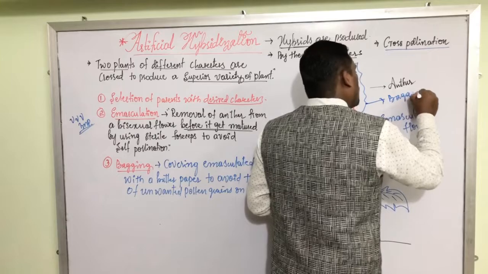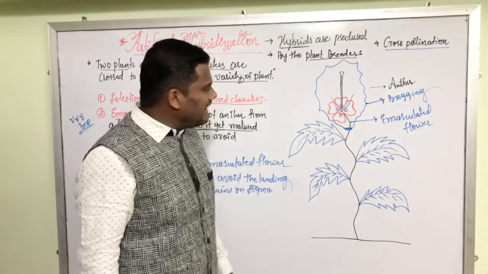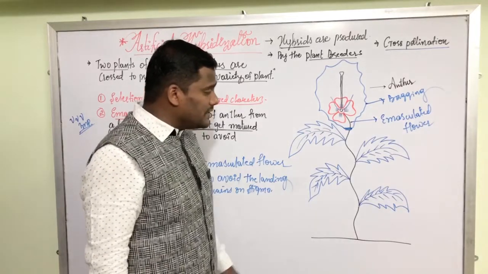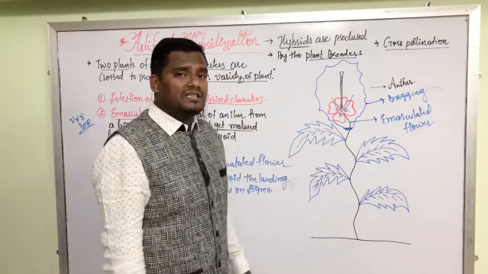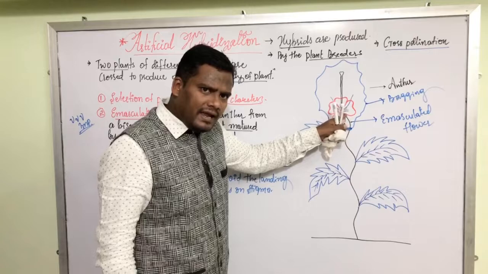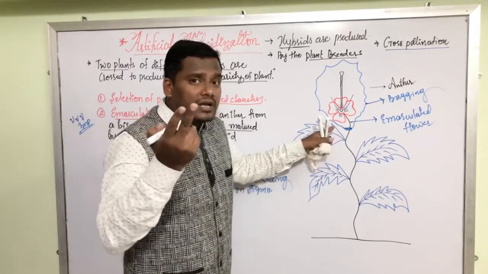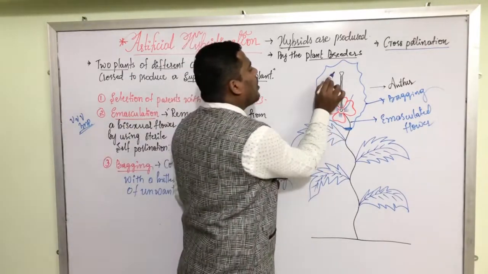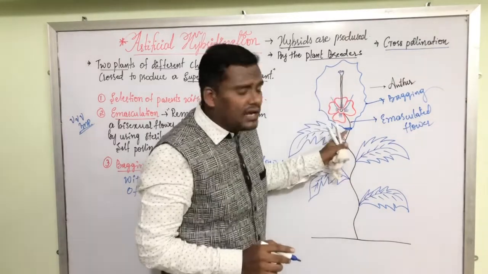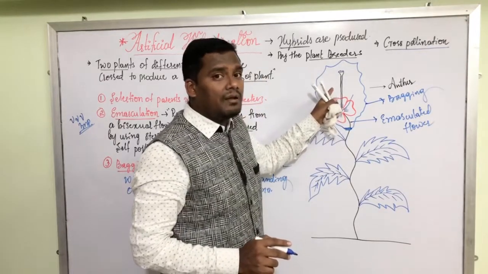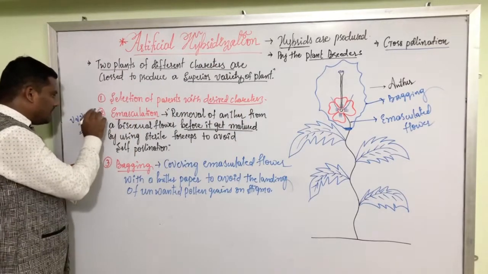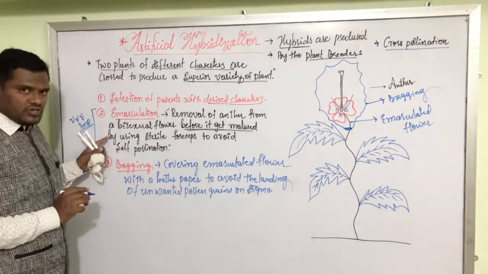Once the bagging is done, now for the desired pollen grains, we have selected the two parents for our hybridization process. In one parent we made the emasculation and bagging, and from the other parent we should collect the pollen grains and drop them on the stigma of this emasculated flower so that we can get the desired plant in future. So these two are the very important steps of artificial hybridization.